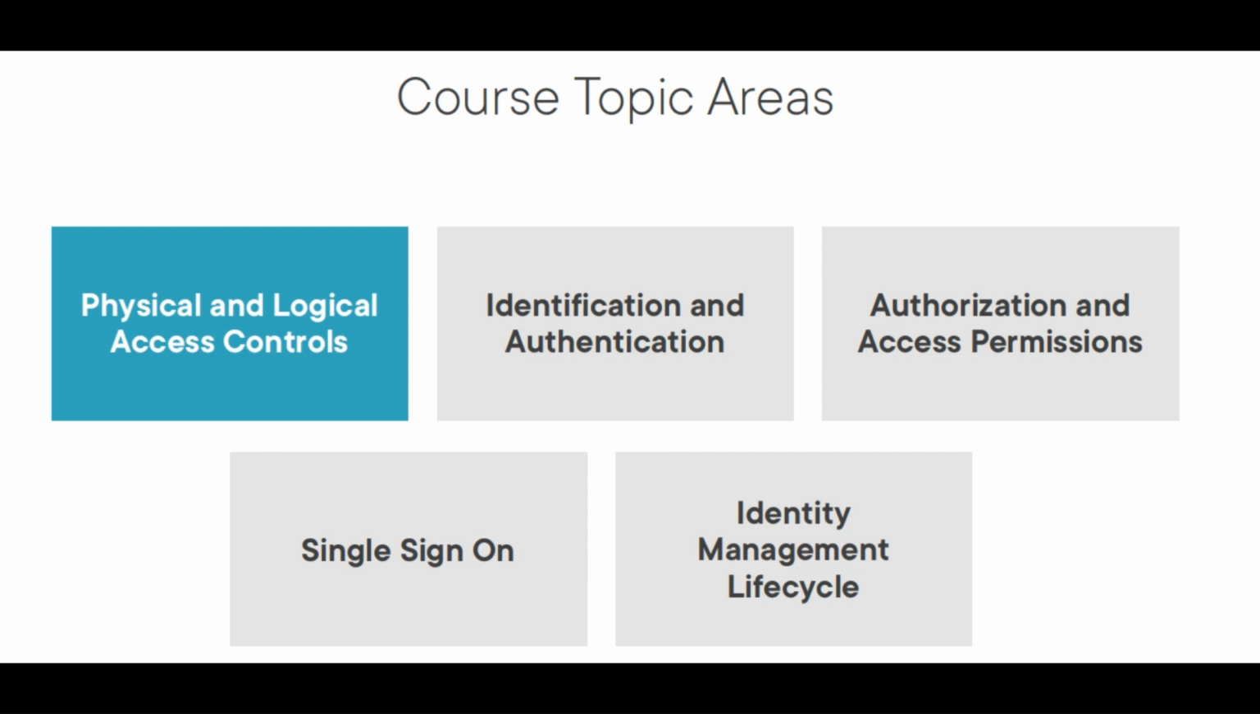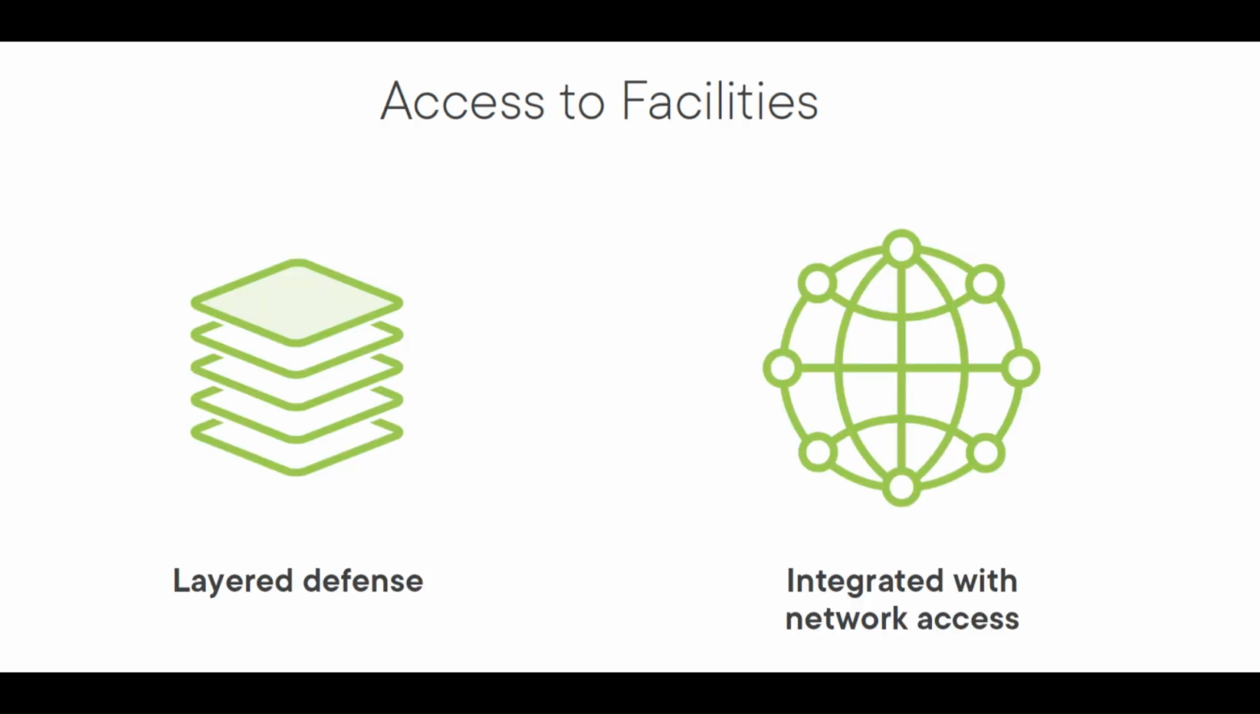Let's start with a quick review of physical and logical access controls, certainly a part of access management. We're going to look at the identification and protection of assets throughout the asset lifecycle, which includes, of course, these areas of physical and logical access controls to those assets, identification and authentication, authorization and access permissions, single sign-on, and the identity management lifecycle. We start with looking at access to facilities.